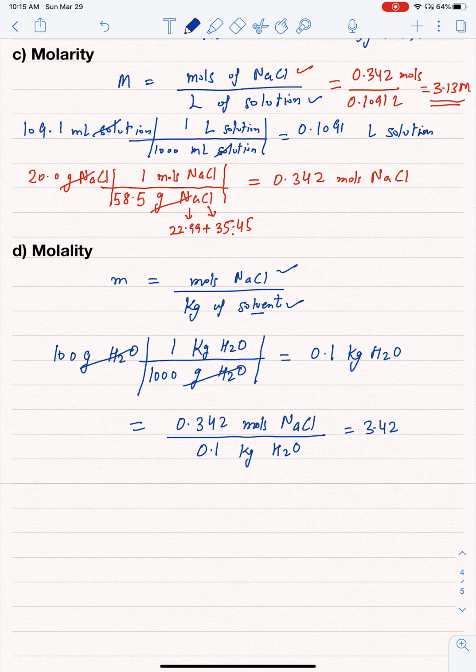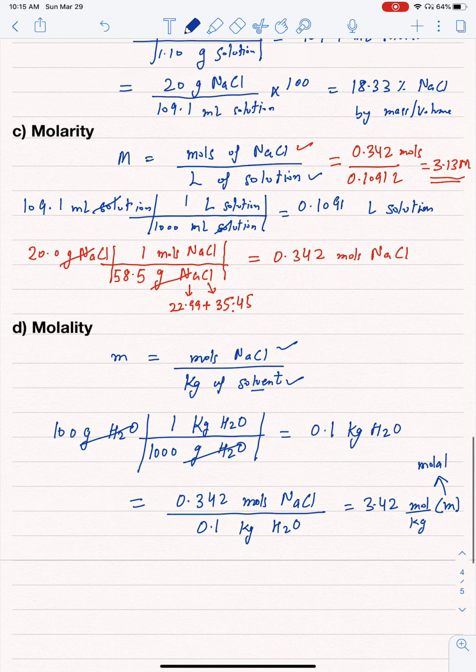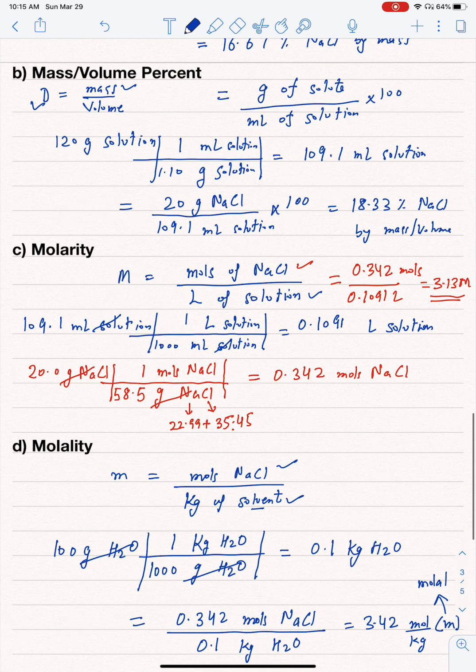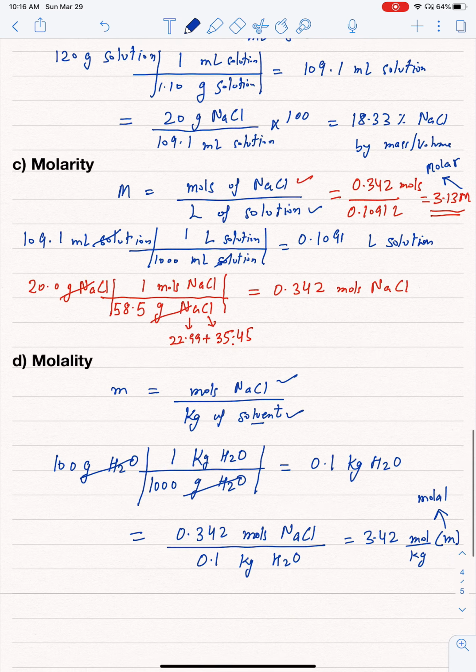3.42 moles divided by the kilograms. And this moles divided by kilograms can also be written as a lowercase m. And this lowercase m is also called molal. So it's M-O-L-A-L. And if I go back to the molarity, this uppercase M is also called molar. So it's M-O-L-A-R. So know the difference between the uppercase M and the lowercase m.